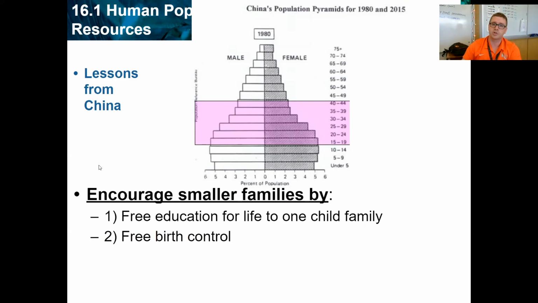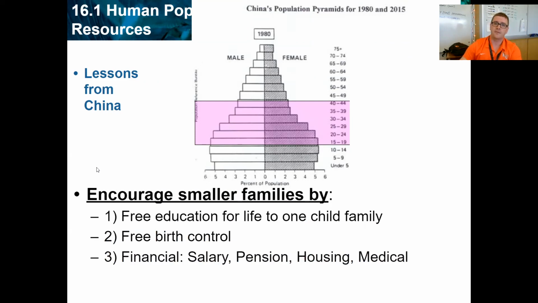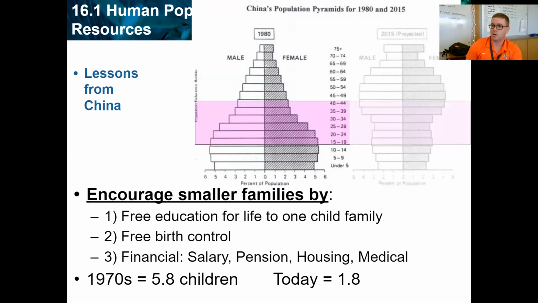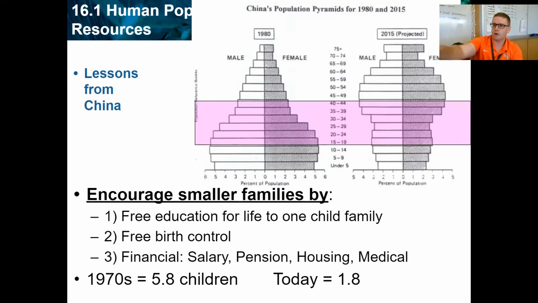They provided birth control to those who needed it. They provided financial support to those that needed it as well. And in doing so, they reduced the average number of children per family from about 6 children in the 1970s down to just shy of 2 children today. And it shifted their population chart from very pyramidal to one that was more linear, like the one on the right there. That linear one is very similar to ones that you will see in more developed countries like the United States and many European countries as well.